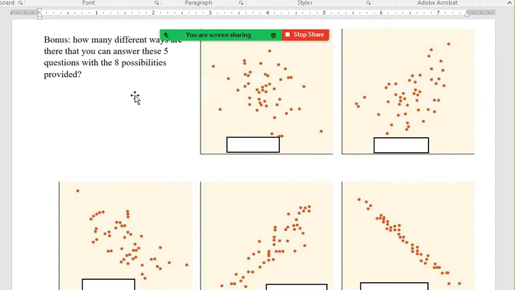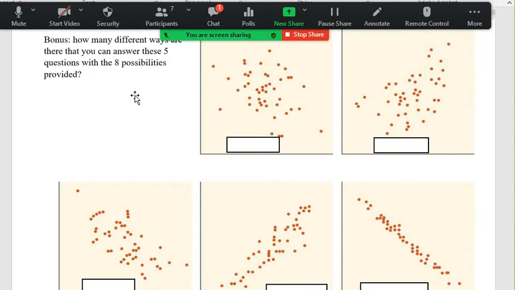Well, it comes down to something old and familiar. Does order matter or does order not matter? So combinations versus permutations. Which one's which? Which one does order matter with, combinations or permutations?